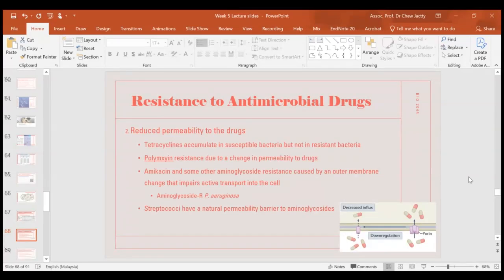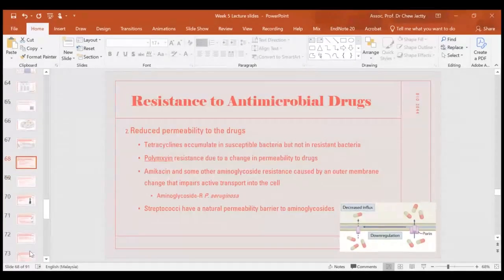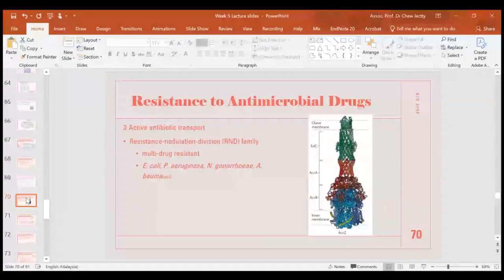And streptococci, for example, have a natural permeability barrier to aminoglycoside, so aminoglycoside is not a good option to target these bacterial cells. We also have active antibiotic transport, which simply means that bacteria use an approach to remove antibiotics out of the cell against the concentration gradient.